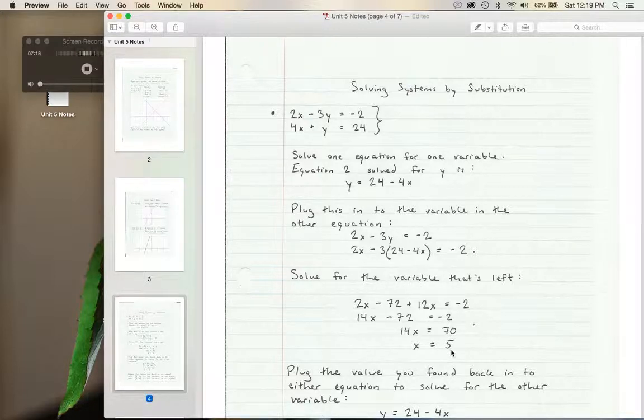So what I found here is that x equals 5. This is the first half of my ordered pair solution. So I know that my solution has to have an x value equal to 5. Now I want to find the corresponding y value.